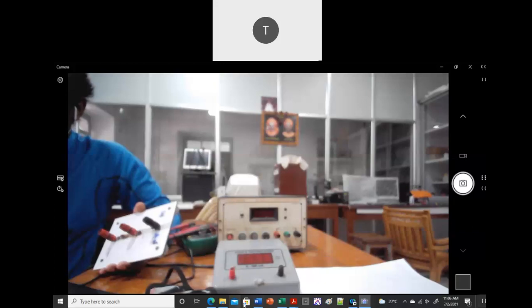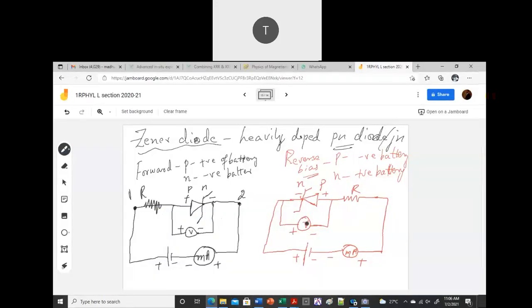So before that, do I need to explain what happens in case of forward bias and what happens in case of reverse bias, or is it fine? Because I think I explained it when I was talking about tunnel diode. So what I will do, I'll just tell it very simply, in simple words. Okay.